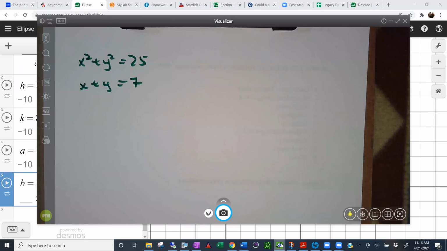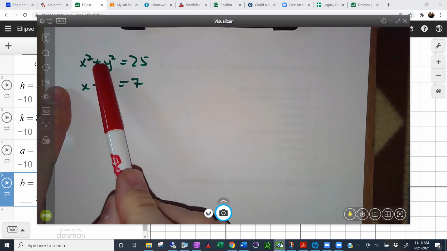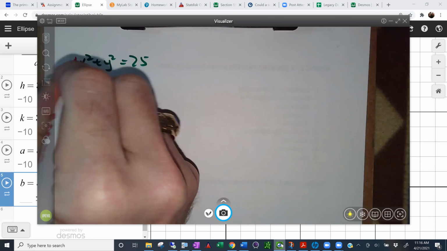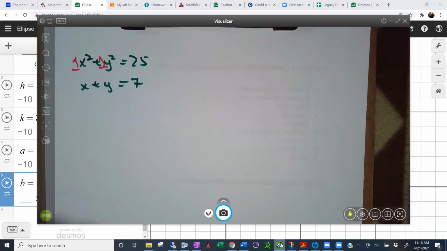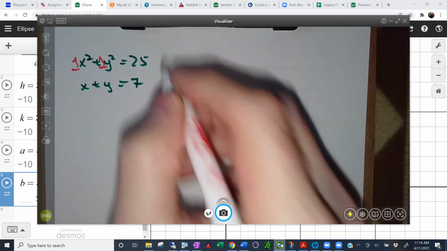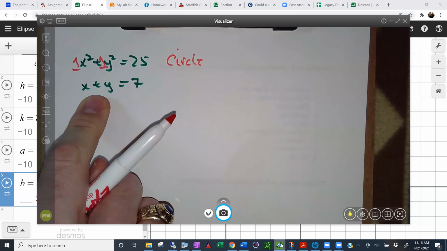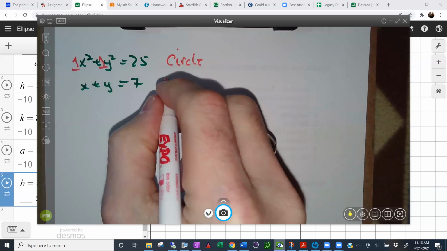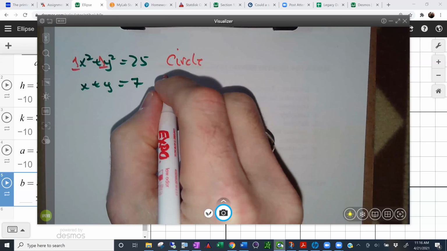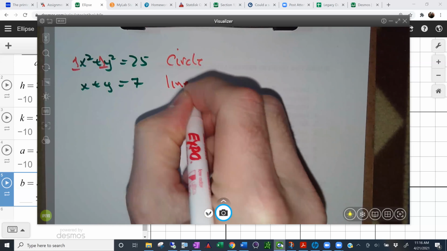So if the coefficients are both positive and the same, so a 1 and a 1, both positive and they match, then it's a circle. How about the graph of this one down here? What's this one going to look like? That's just going to be a line.